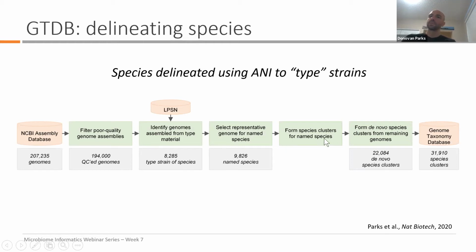We then form species clusters around these named species, and then we're left with all the genomes that don't belong to any existing named species. So we organize those into de novo species clusters and give them placeholder names, so that we have some way to communicate about them and hopefully can find which of those species are important. Are there species in there that are correlated with diseases that we really should study more and eventually give proper Latin names to?